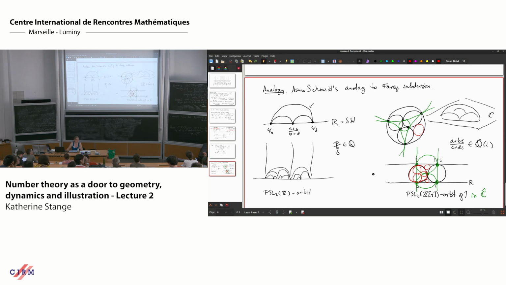Do the circles also have some meaning? Like your PSL2Z adjoint i points there? No, it's the orbit of the real line. So all these circles are the orbit of the line. You can think of each circle as being associated to one element of the Bianchi group, one element of PSL2Z adjoint i. But if you want to draw the picture for yourself, if you're doodling, then what you would do is what I was describing here.